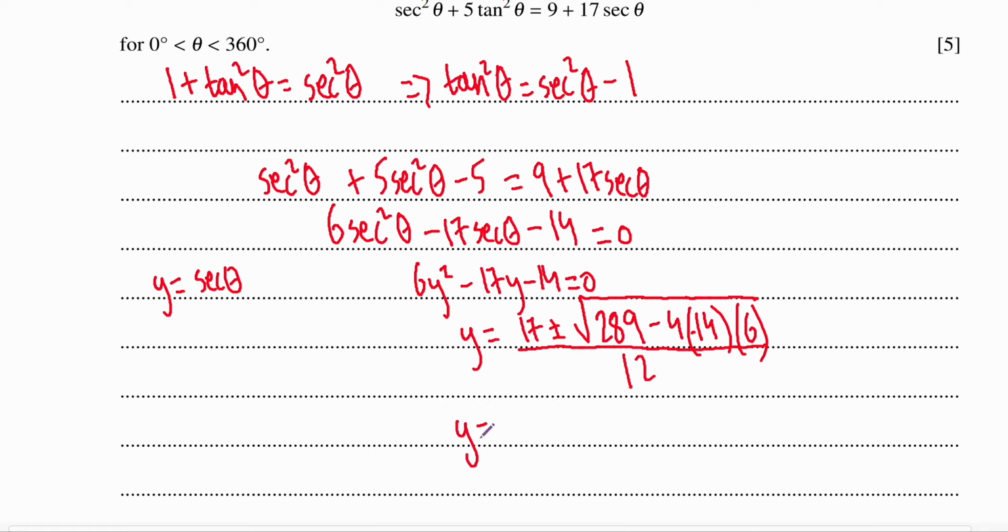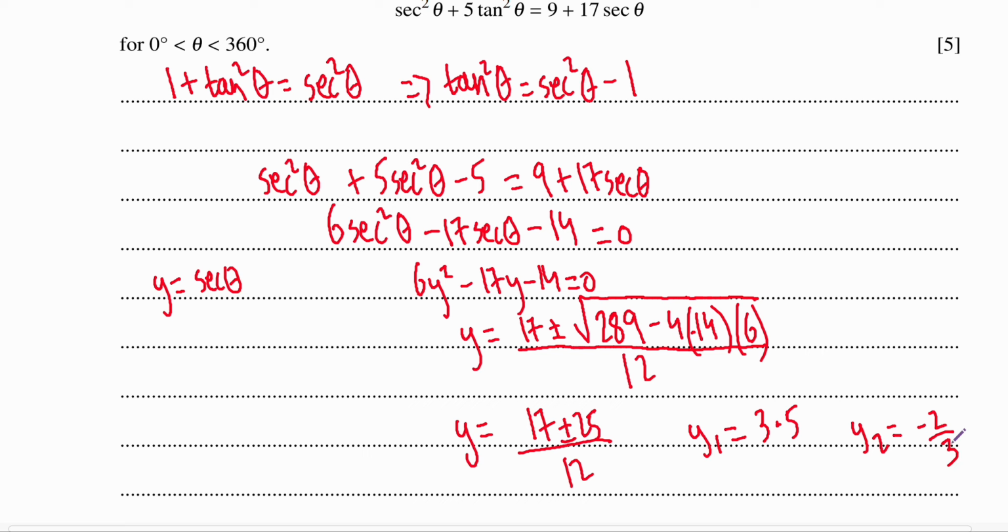So what do we get? Let me put this in the calculator. So we get y is equal to, well, 14 times 6 times 4 plus 289. The square root of that is plus or minus 25. So that's nice. Those are nice numbers. So we have 17 plus or minus 25 divided by 12. So we get y1 is equal to 3.5. It's not that bad. And then y2 will be a negative answer, 17 minus 25 divided by 12, which is negative 2 over 3.